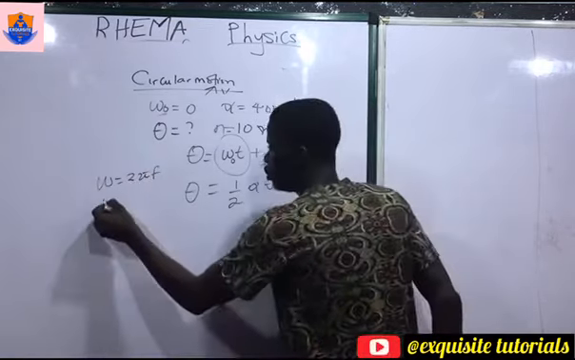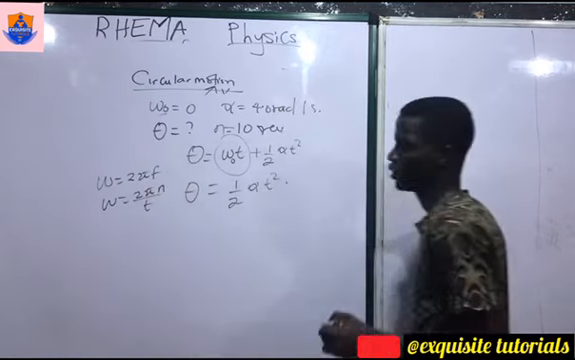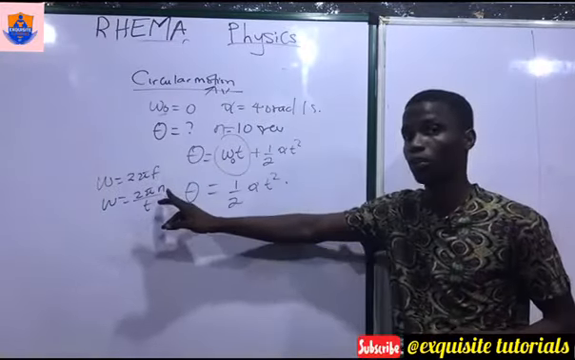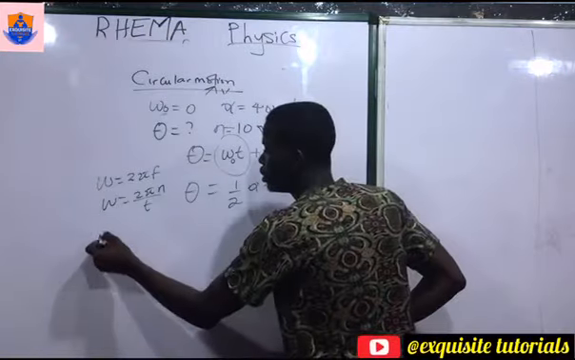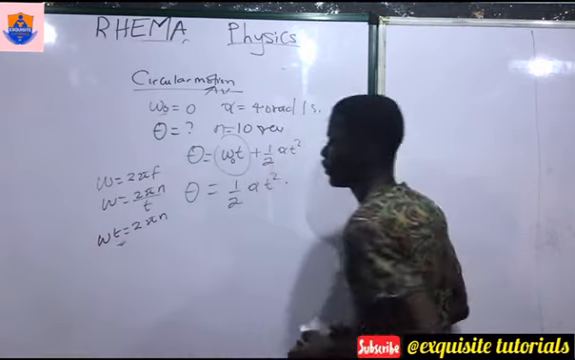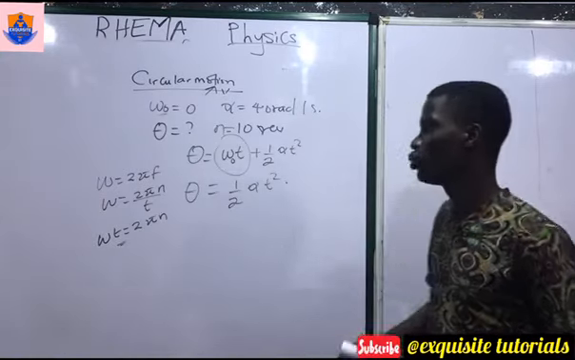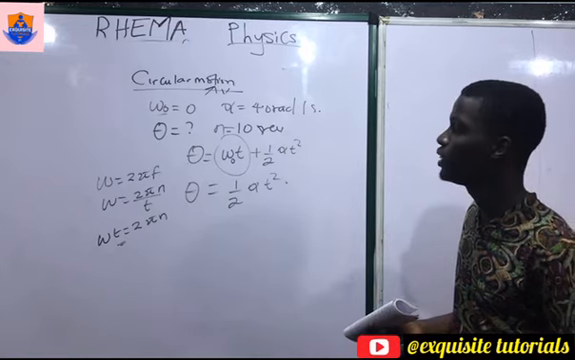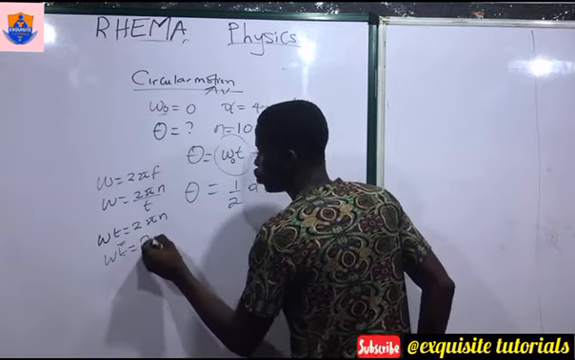And our W is equal to 2 pi n over t. To recap, I said our frequency is equal to n over t. So from here, our WT is equal to 2 pi n. Now it made 10 revolutions, so I will say my WT is equal to 200 pi.